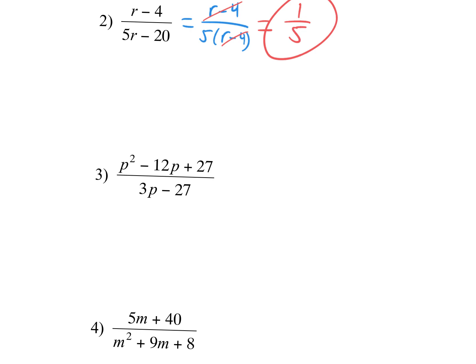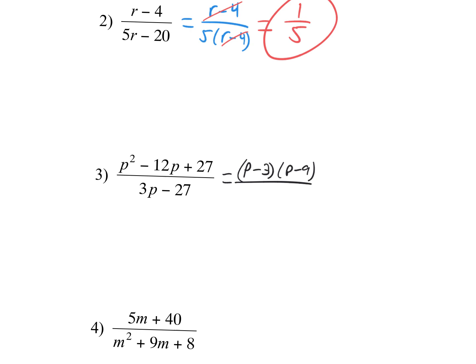And then something like number 3, we're still simplifying here. But it looks a little bit bigger than the others. But it's nothing crazy here. We just want to factor. P squared minus 12p plus 27 factors. So this is going to become p minus 3 and then p minus 9. So you're asking what multiplies to 27 and adds to negative 12, and it's negative 3 and negative 9. So p minus 3, p minus 9.